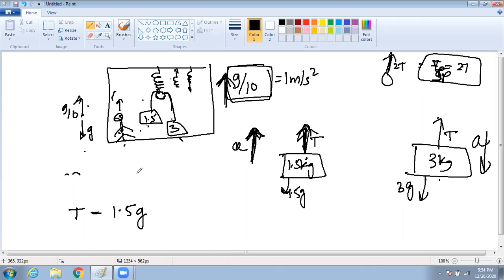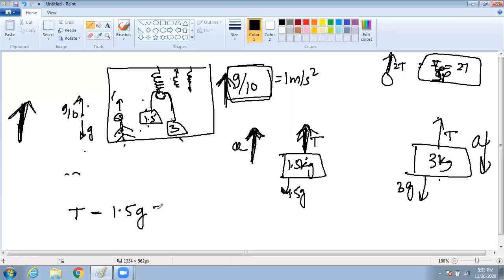Why will the pseudo force act only on 3 kg? It will act on both, no? Yes or no? What is the acceleration of the observer? Upward. What about this one? This one is also moving upward. So ideally it should act only on 3 kg, correct?